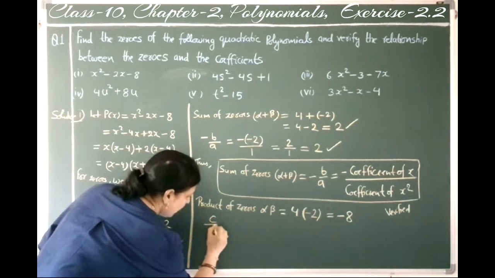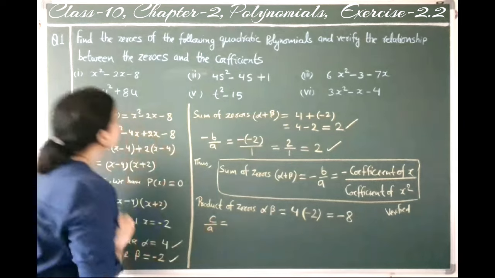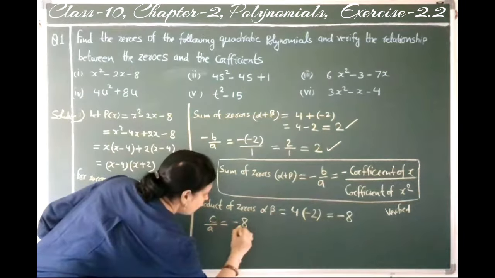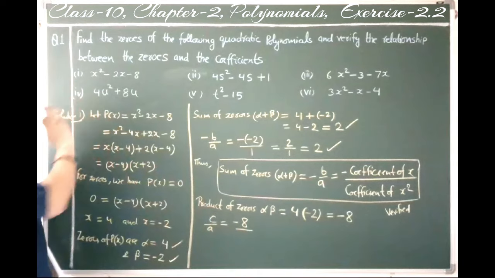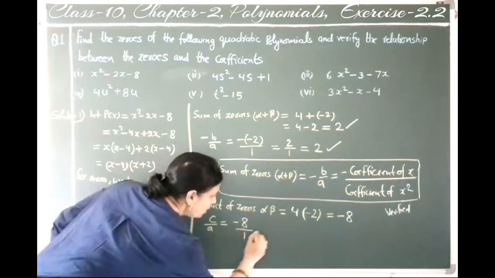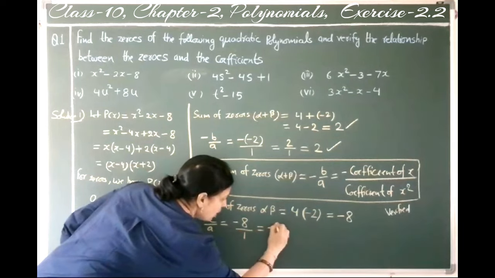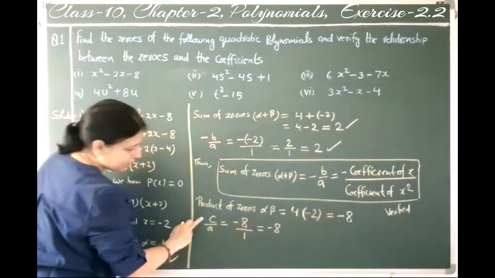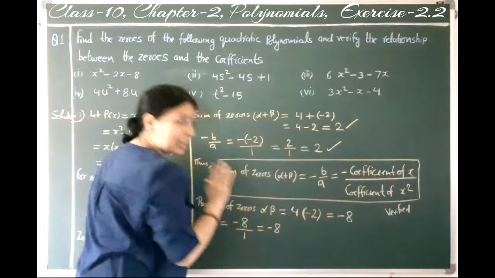And c by a is equal to, c is here minus 8. So write here minus 8. And a is equal to 1. So write here 1. So this is minus 8. So here product of zeros is minus 8. Here c by a is also minus 8.